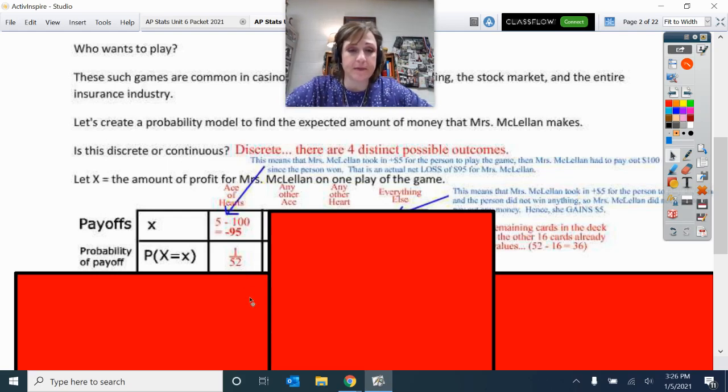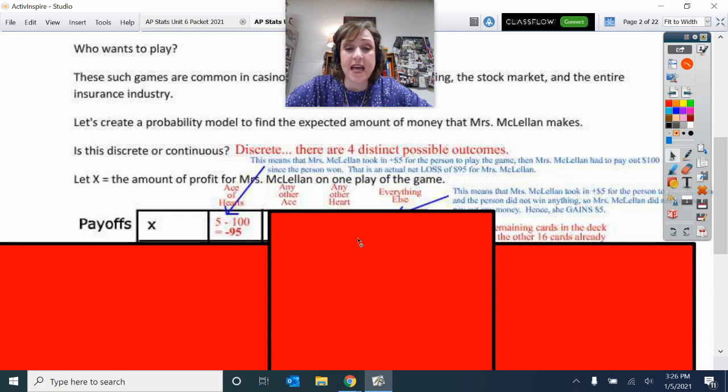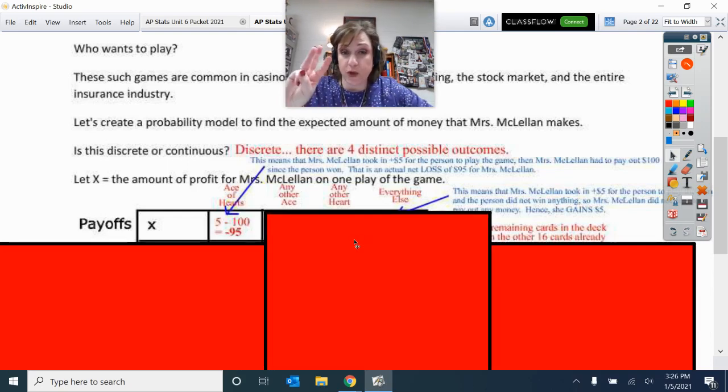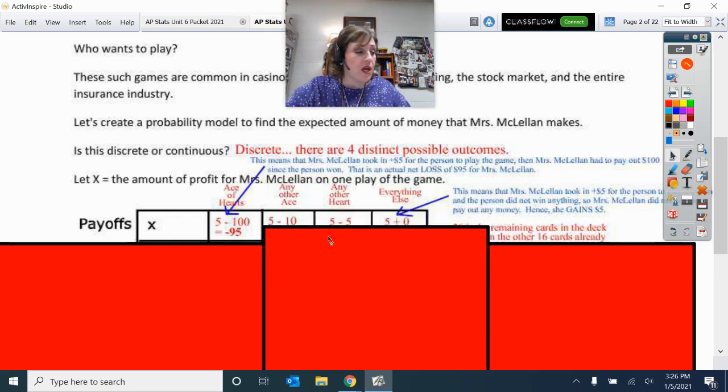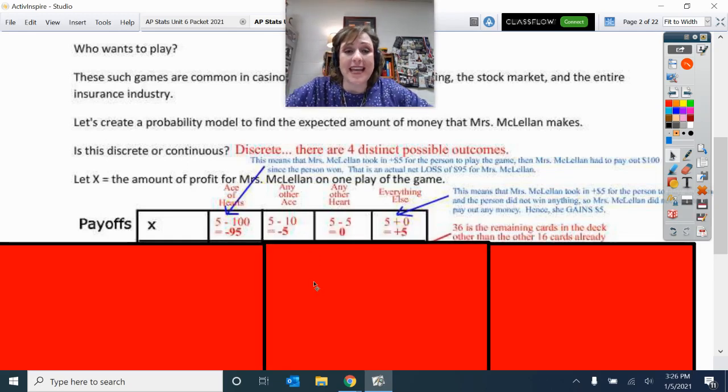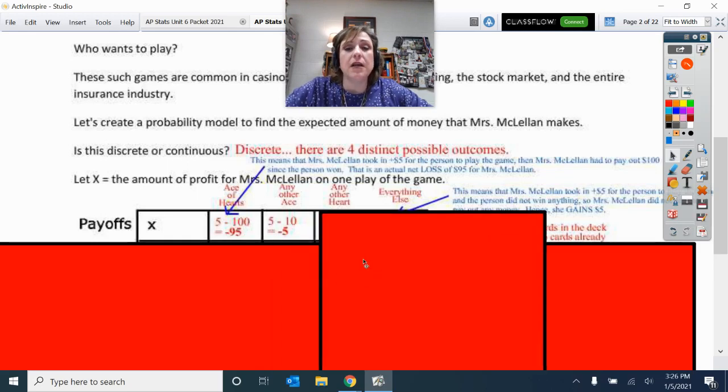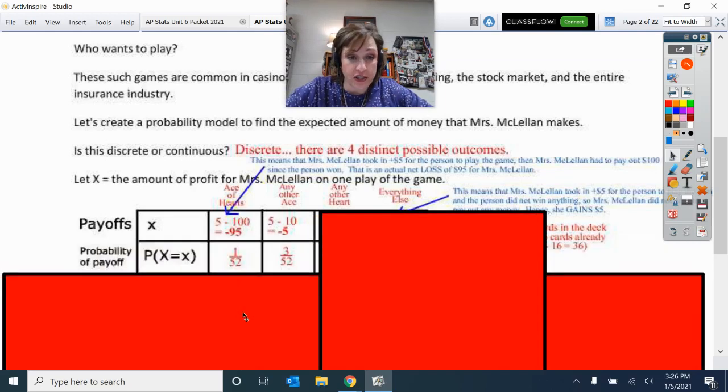Okay, next. Then we say, okay, any of the other aces. So there were 3 other aces, so that's telling me that that's going to be 3 out of 52. Okay, but here's what was happening. You were paying me $5, so I got in $5, so that's a positive 5. I got $5, but then I had to pay out 10, so then I lost 10. So overall, my net is minus 5. Okay, any of the other hearts, so there's 12 other hearts. So you see where we are so far.